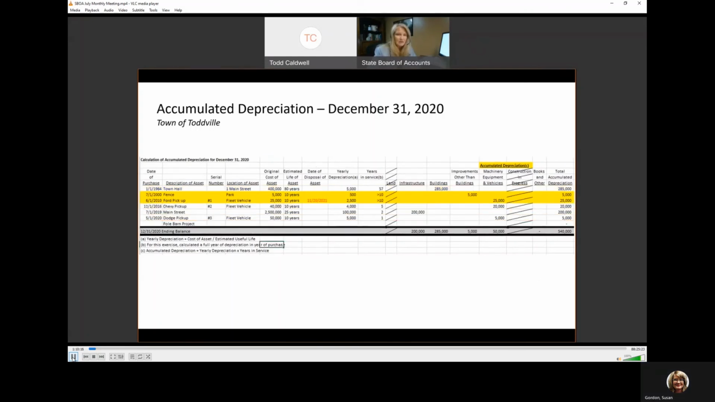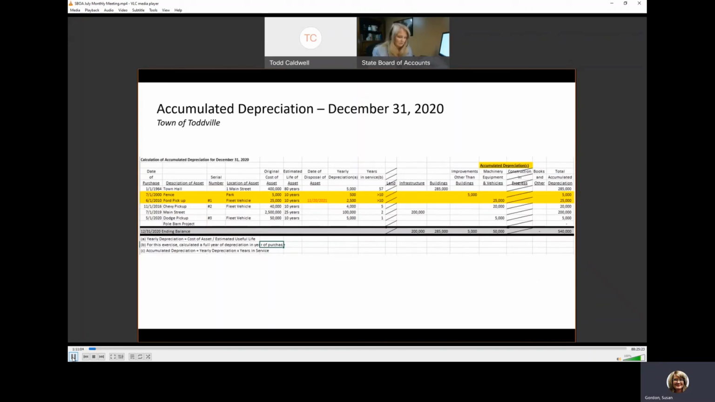Next slide. I also wanted to cover a couple of other examples here, for the fence and the Ford pickup. Notice that the estimated useful life for both of those assets is 10 years, and notice that we've had both of those assets for more than 10 years. So those two assets are fully depreciated. My park fence's original cost was $5,000. If it's fully depreciated, then my accumulated depreciation for that is going to be $5,000. The same thing for my Ford pickup. If my original cost was $25,000 and it is now fully depreciated, then my machinery and equipment accumulated depreciation for that truck is going to be $25,000.